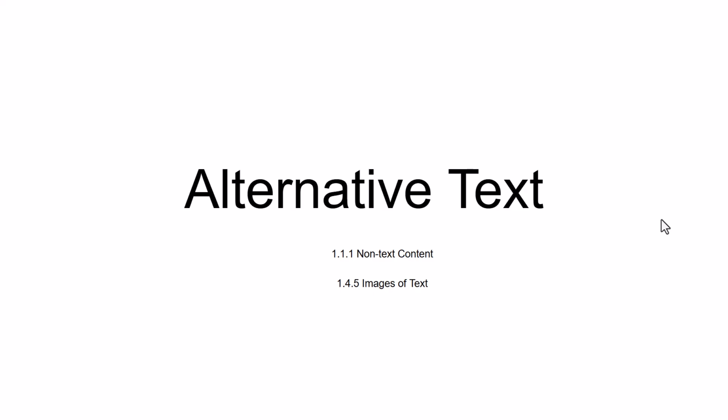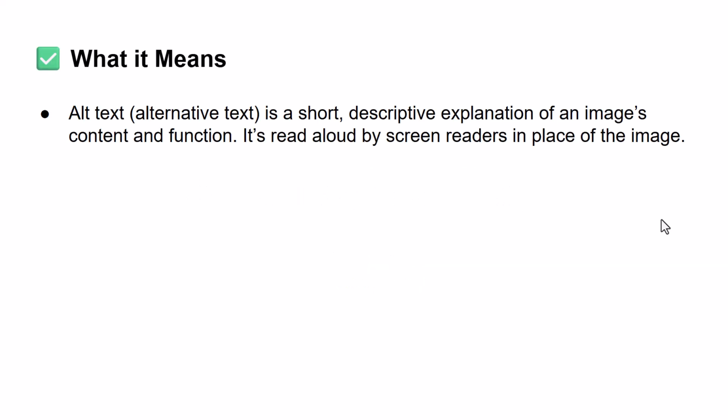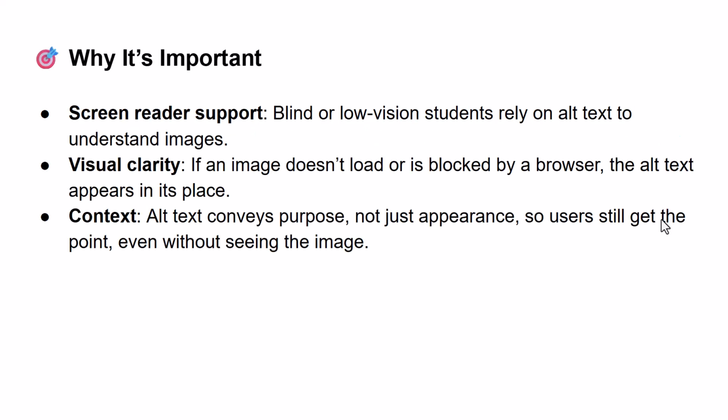In this video we're going to look at alternative text. What is alt text or alternative text? Basically it's just putting a short descriptive explanation of an image that explains the image's content or function. That allows the screen reader to then know what that image is and read that description to somebody who can't see the screen.